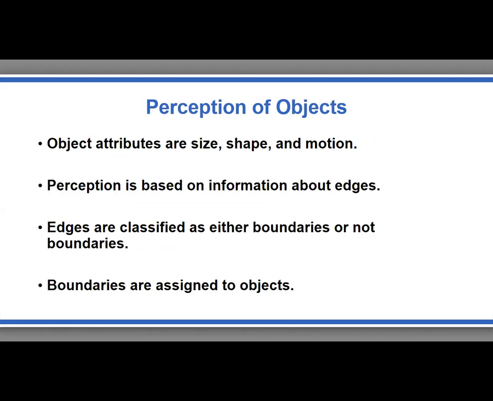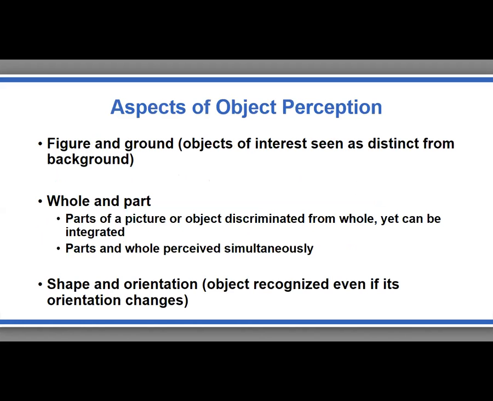or coming somewhere near you. An aspect of object perception is figure and background: objects of interest are seen as distinct from the background, right? So if you're focused on a baseball, you shouldn't be able to see all the people out in the stands behind the outfield wall, right?